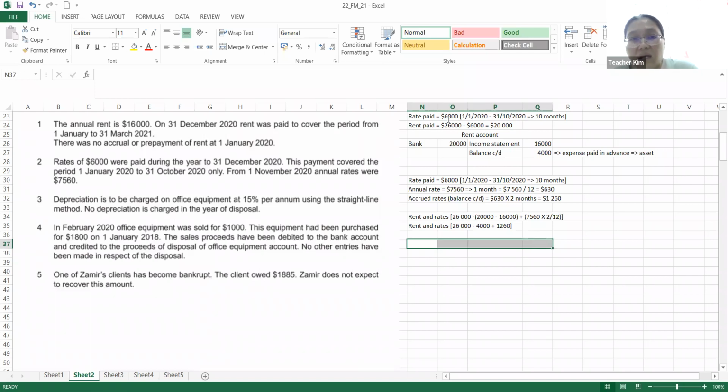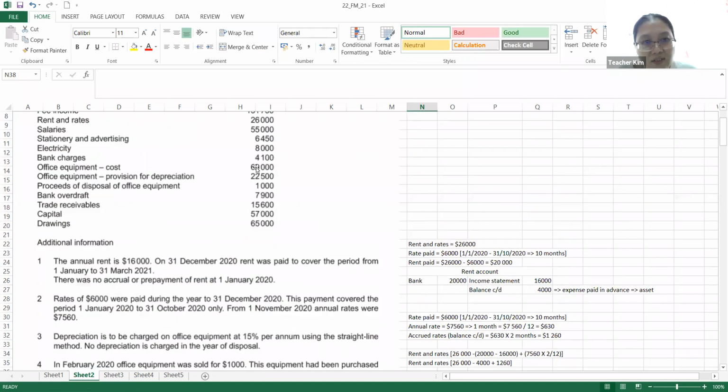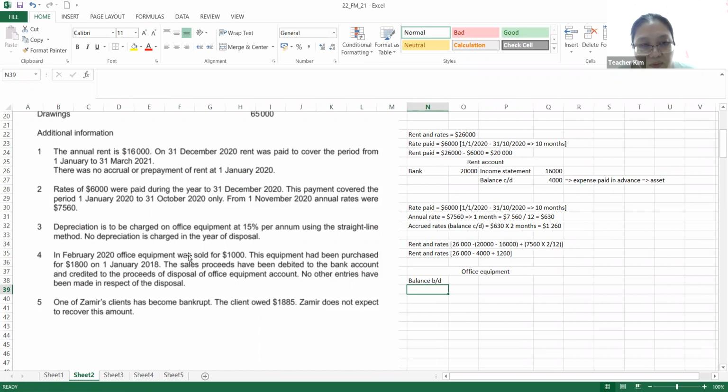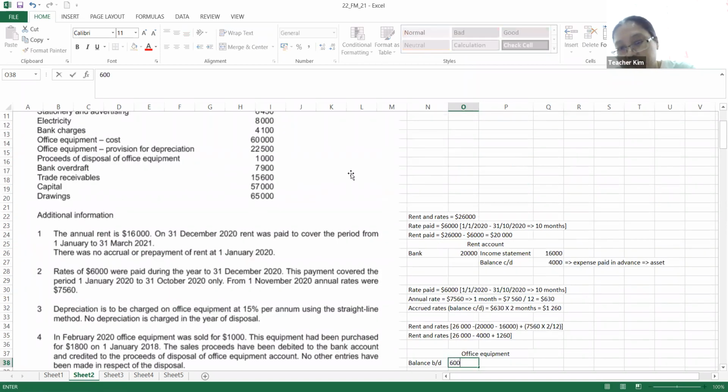So in this case, we open the asset account, the cost of office equipment. In here we have balance brought down 60,000. Why do we know this is the balance brought down and no adjustment is needed? Because the sentence here says the sales proceeds have been debited to the bank account and credited to the disposal of office equipment account, and no other entry has been made in respect of the disposal. That means this one is the opening 60,000.